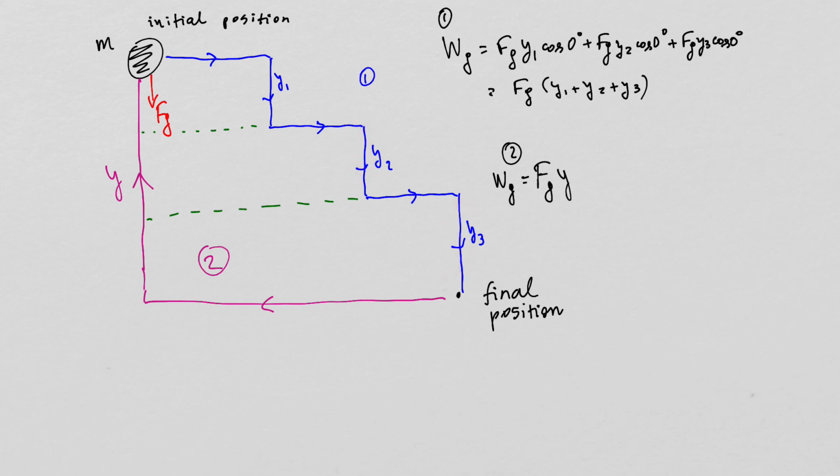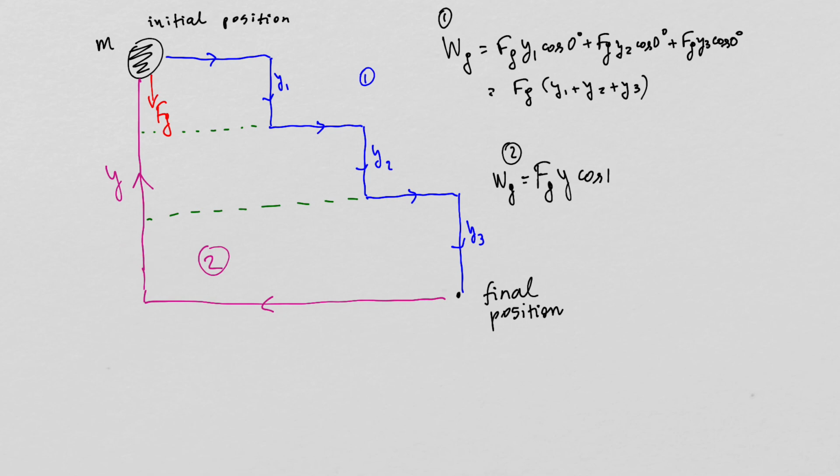However, the work done along path 2 moving up here will also be determined by the cosine of the angle between the gravitational force and the displacement. And so this angle is 180 degrees.